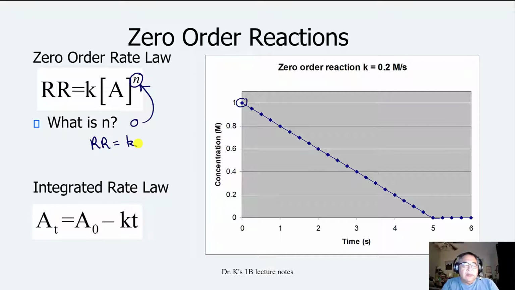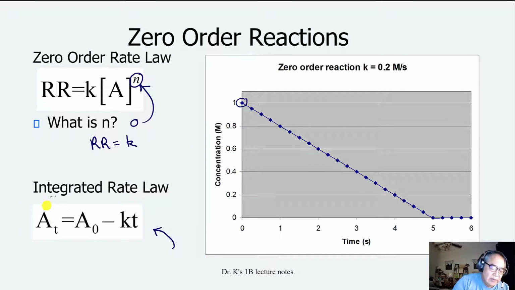Now, when we do the integrated rate law, the form of the equation looks like this. If the reaction rate is a constant, that means it never changes, which means the slope never changes. That's why this line looks like a straight line. It's a zero order reaction, and the slope, which is related to the reaction rate, doesn't change with concentration. So let me explain the equation to you.